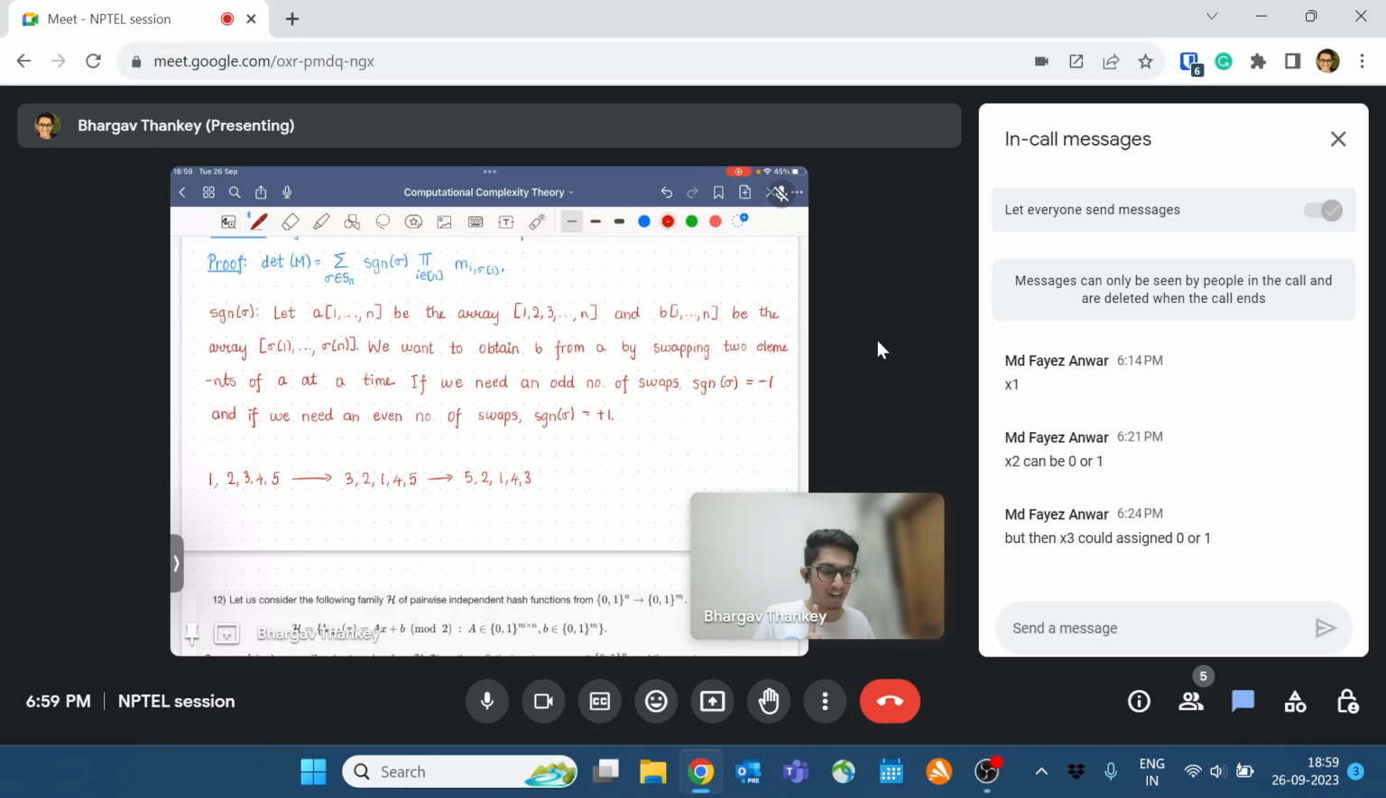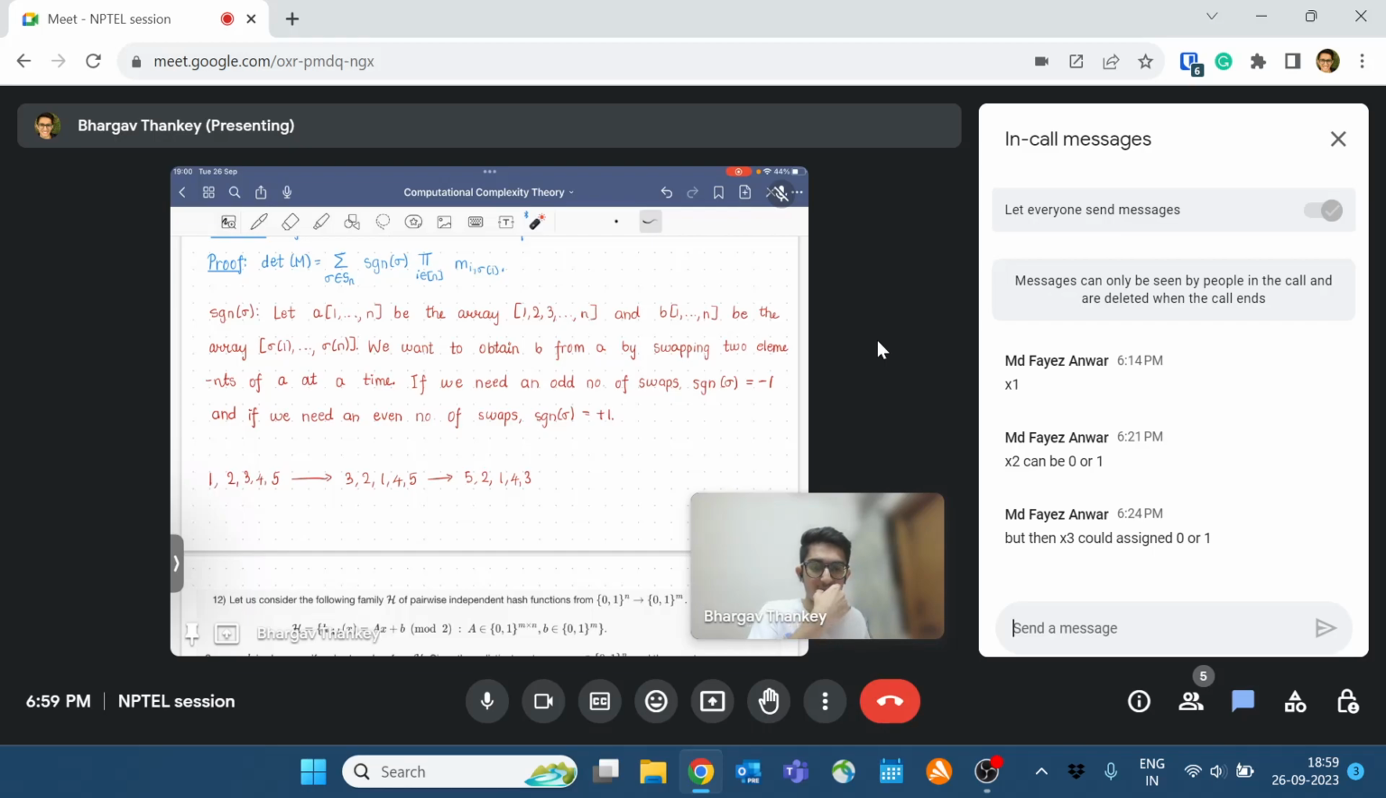You might have noticed one curious thing about the definition. I'm saying if we need an odd number of swaps, sign is -1. If I need an even number of swaps, sign is +1. But what if one way of going from A to B requires an odd number of swaps, and another way requires an even number of swaps? That might be possible, right?